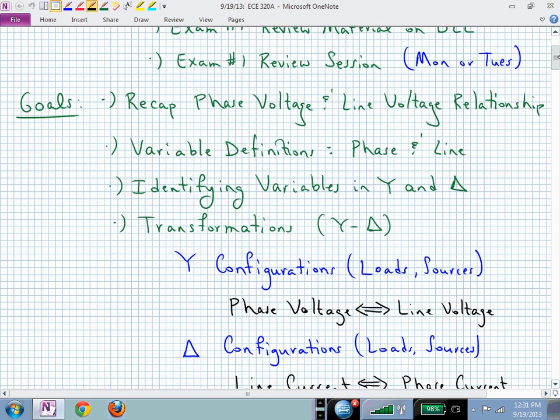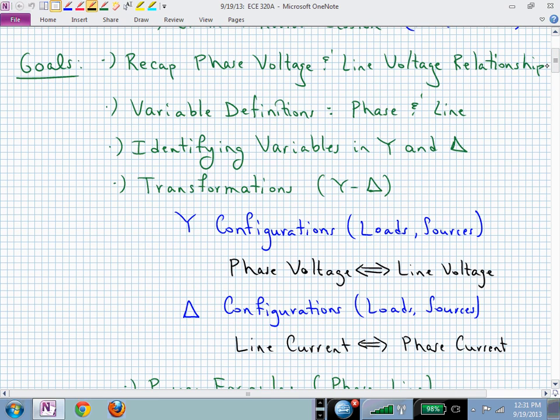Today what I want to do is again pretty full, but I'm going to scroll through some of this quickly, and hopefully you have some in your notes, or you can supplement your notes later. But I want to recap this relationship between the phase voltage and the line voltage for a Y-connected load. The same kind of analysis can be done at the source side in terms of converting from phase variables to line voltages or line variables.